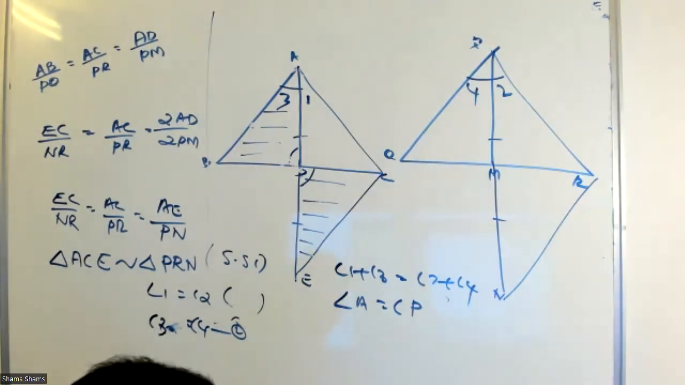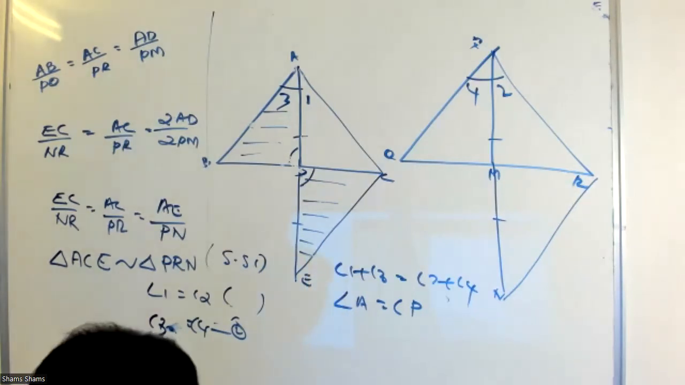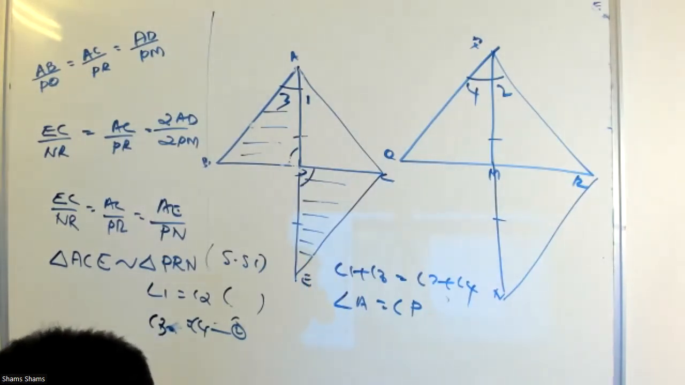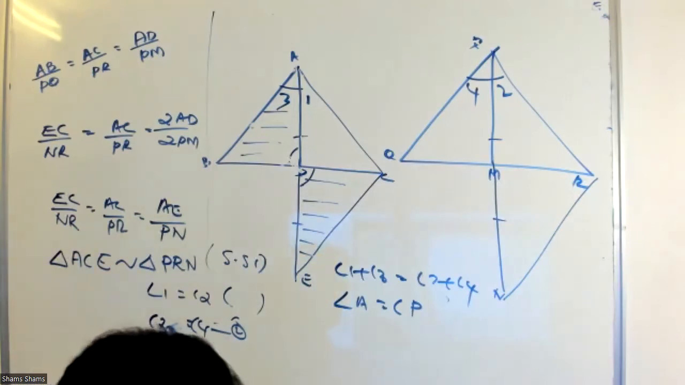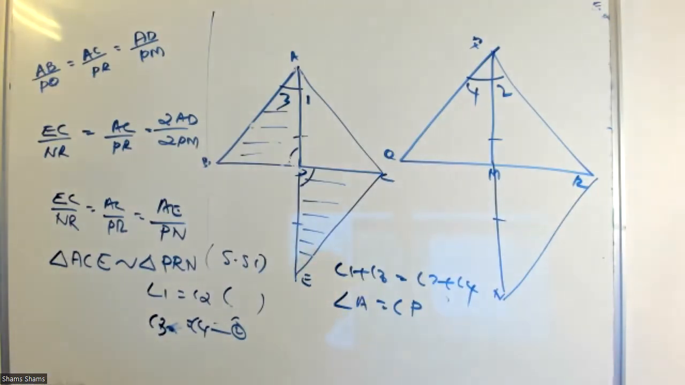I'll read again. ABC is an isosceles triangle, AB equal to AC. D is a point on AC such that BC square equal to AC into CD. Prove that BD equal to BC. Okay, question again. ABC is an isosceles triangle with AB equal to AC. D is a point on AC such that BC square equal to AC into CD. Prove that BD equal to BC. Okay, try now.